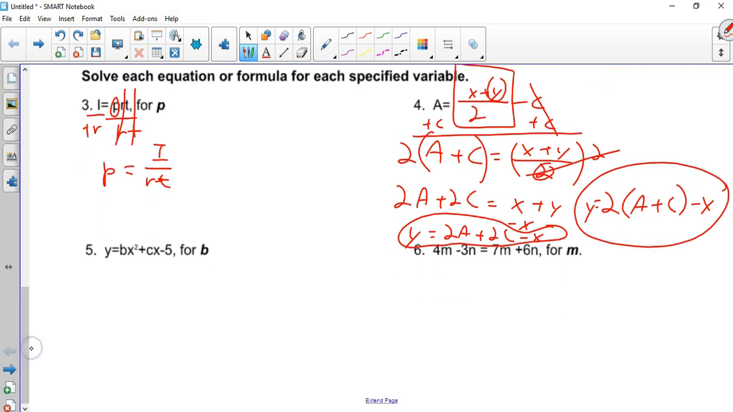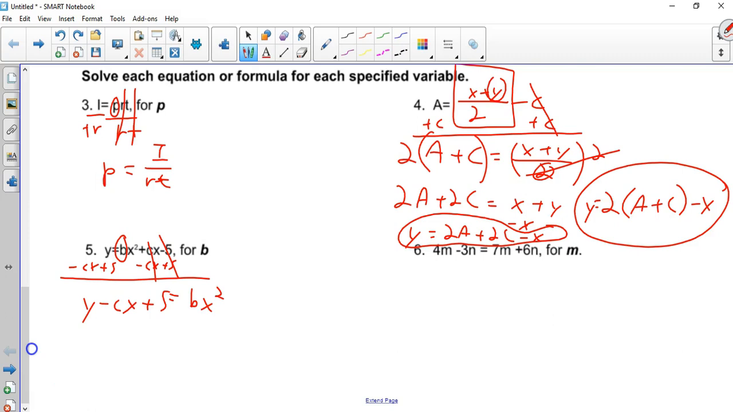Number 5. y equals bx squared plus cx minus 5, for b. So here's my b, that's what I'm solving for. I'm going to first off just get rid of both of these at the same time. I'm going to minus cx and add 5, because I can do that. I can do it in 2 steps also, but since I'm just moving it over, there's nothing really to work with, it's not a big deal. So on this side, I'm going to get y minus cx plus 5 is equal to bx squared.